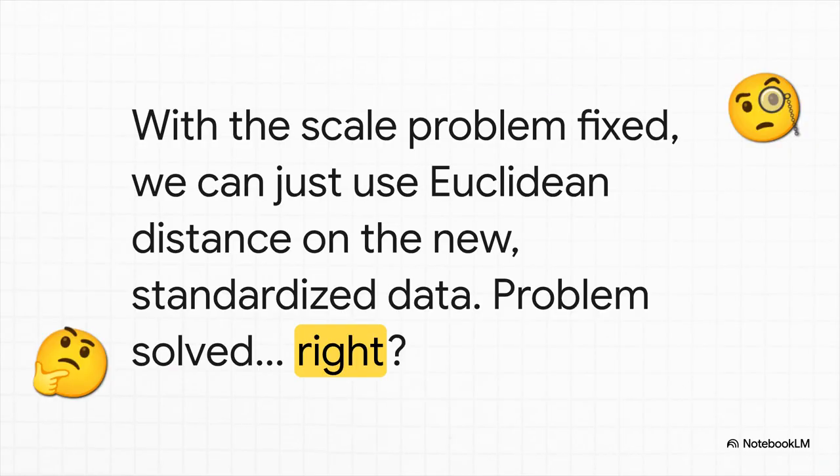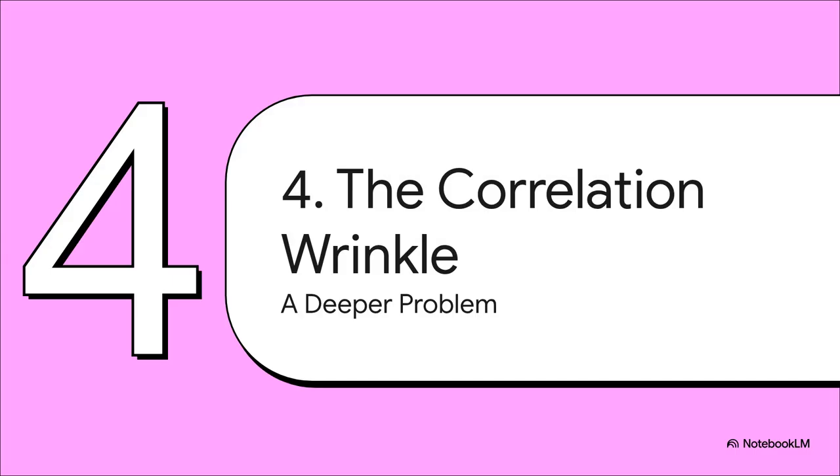Okay, great. Problem solved, right? We've fixed the scale issue, everything's fair and square, we can just use our trusty ruler, the Euclidean distance, on this new clean data and call it a day. Or can we? Yeah, unfortunately, there's another wrinkle. A much sneakier problem that standardization just doesn't touch. It's all about the hidden relationships between our different features.